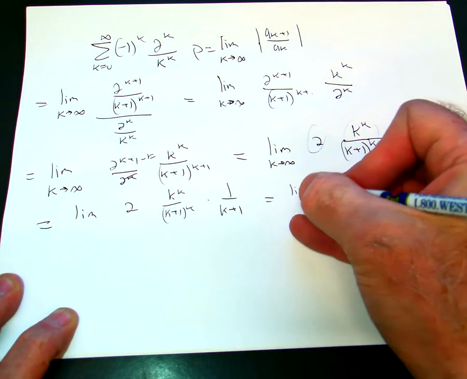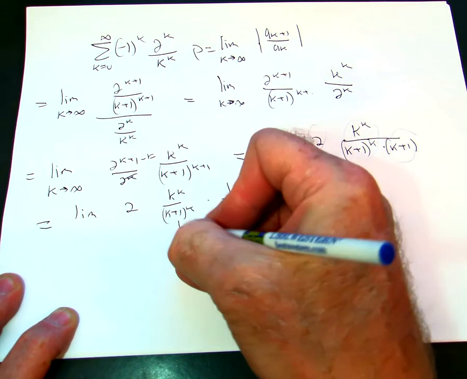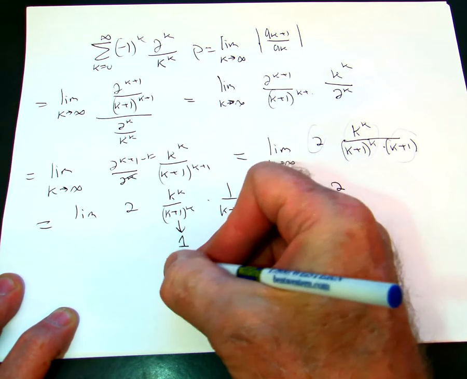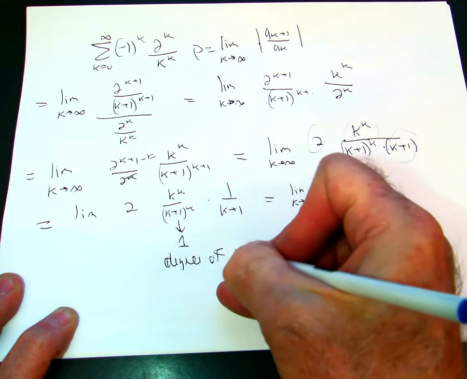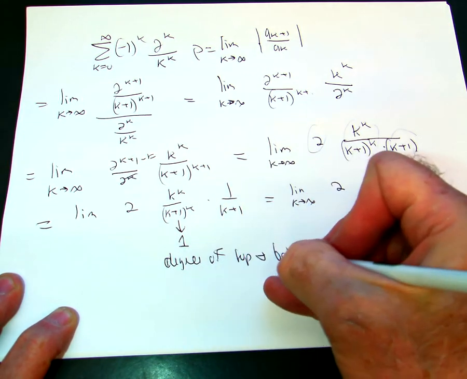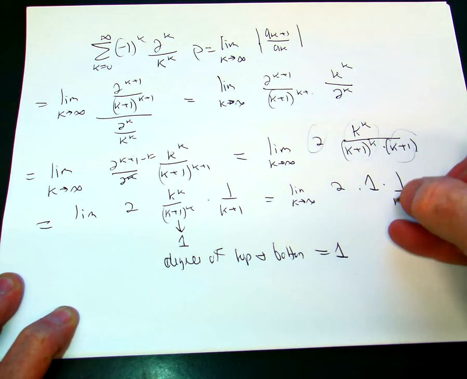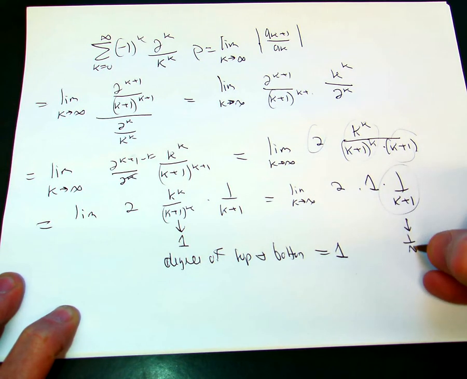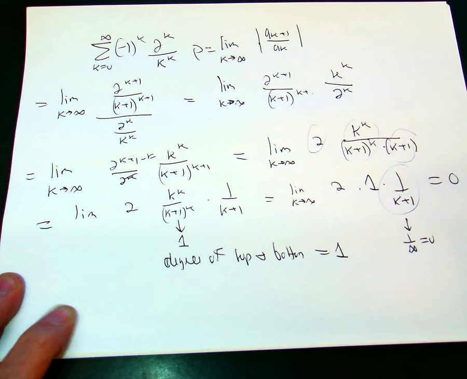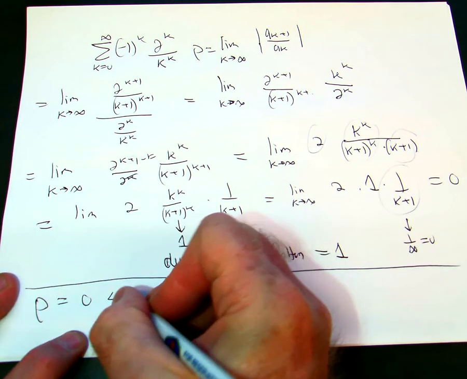And that's going to be the limit as k goes to infinity of 2. This limit is going to go to 1, and that's because the degree of the top and bottom is equal. So I get a 1 here, and then 1 over k+1. Now that limit is going to go off to 1 over infinity, which is 0. So this limit is equal to 0. So I have the same thing. My rho is 0. That's less than 1.